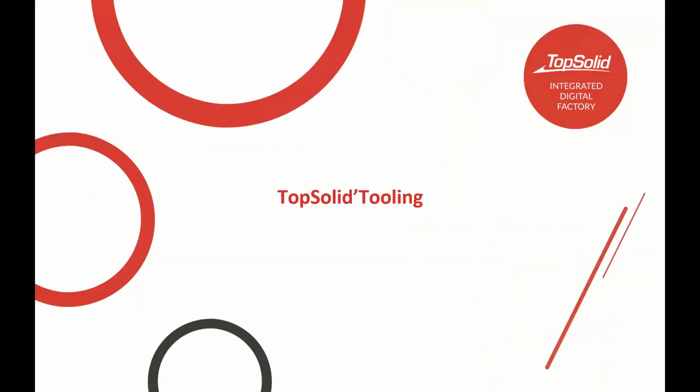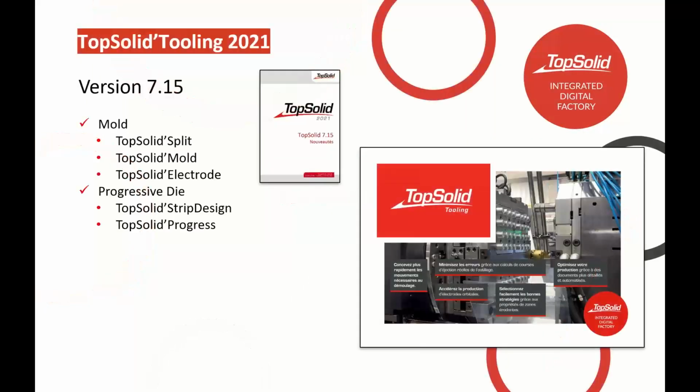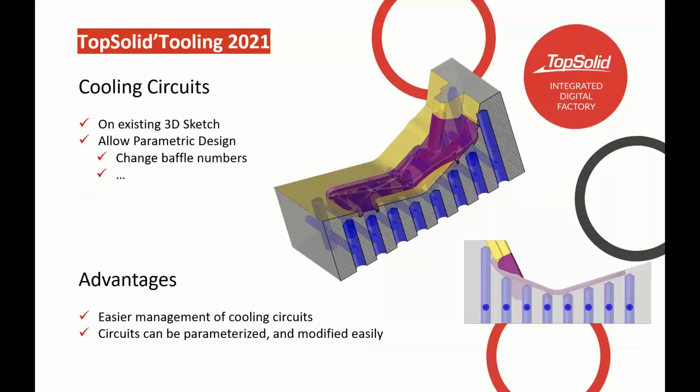Okay, let's take a quick look at TopSolid tooling. So in TopSolid tooling, we're going to take a quick look at some of the key new improvements inside of TopSolid mold and progressive die. Let's start with TopSolid mold and cooling circuits. We made an interesting new improvement on existing 3D sketches. It allows you to adapt to your 3D sketch more dynamically.